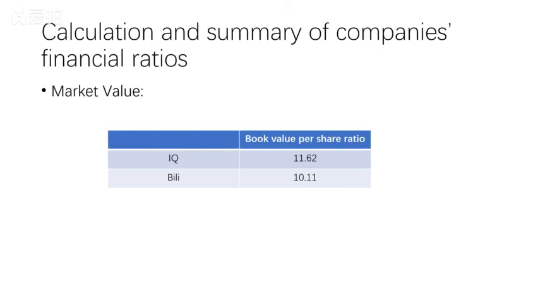And finally, we will talk about the market value. For market value, we need net earnings and the total shares outstanding. We need to use the net earnings divided by the total shares outstanding, and we can get the two numbers for the two companies. For iQIYI it is 11.62, and for Bilibili it is 10.11. About the book value per share ratio.